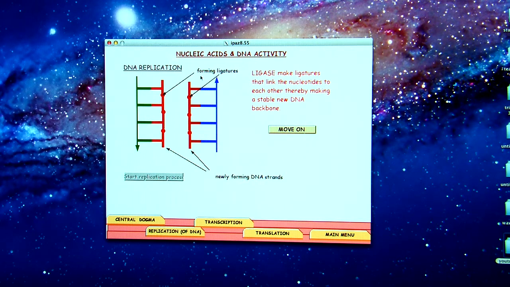After that is done, ligase action will allow for the individual nucleotides to be connected, in terms of chemical linkages, which will then allow for a firm backbone which has been created brand new. So what you wind up with is two DNA molecules, each with the original strand of DNA and each with a strand created de novo, or brand new.